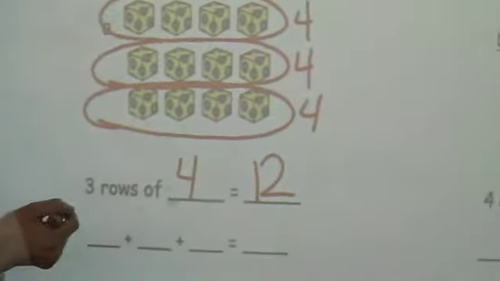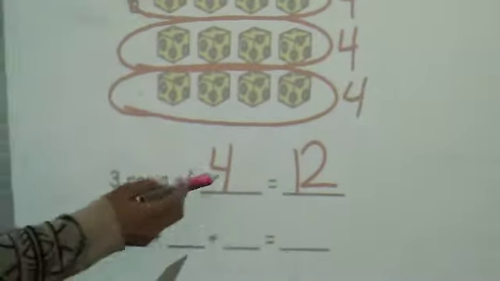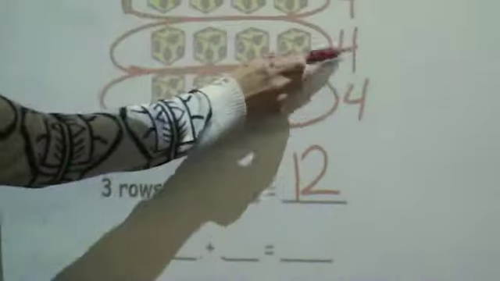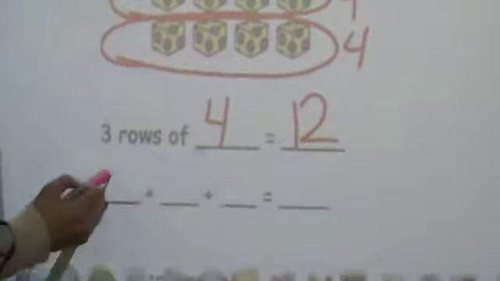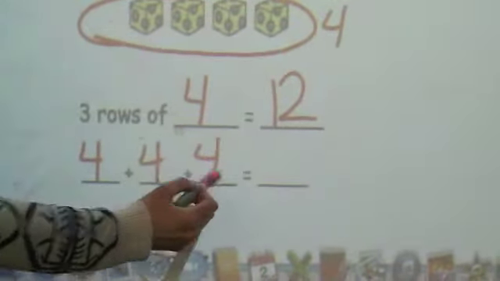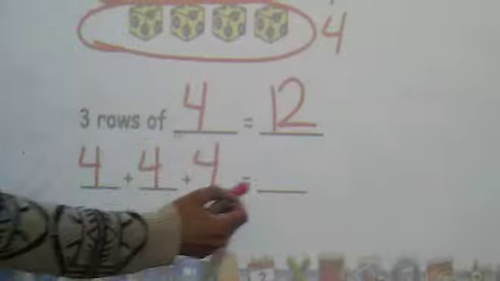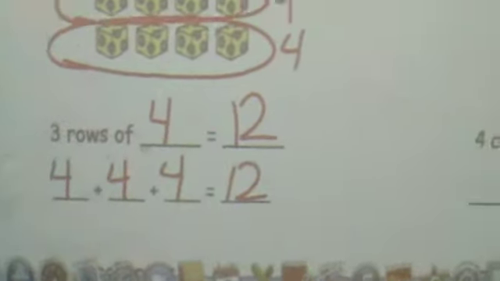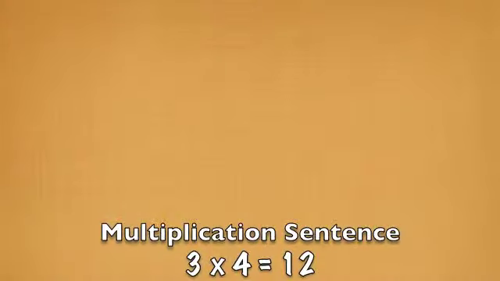Let's use our repeated addition sentence to solve for this as well. We have 4 plus 4 plus 4. So down here in our groups we have 4 plus 4 plus 4. 4 plus 4 is 8. 8 plus 4 is 12. You can write this multiplication sentence as 3 times 4 equals 12.